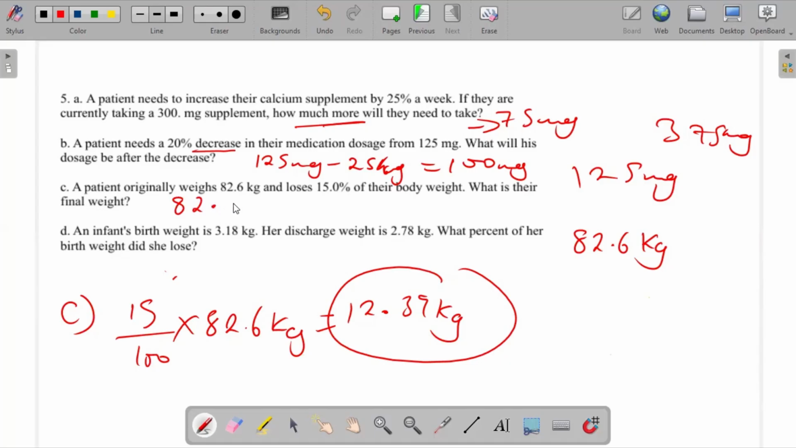Now I want someone to give me the final answer, applying the rules of significant figures that we've done so far. Someone is saying 70.21. Others say 70.2. Okay, yes, this is what I wanted.